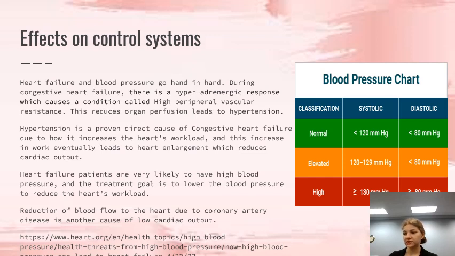Peripheral vascular resistance is what reduces organ perfusion and leads directly to hypertension. This makes it obvious that the most effective way to stop the progression of heart failure is keeping hypertension under control. So here's an image of what is considered normal, elevated and high blood pressure for an adult patient.